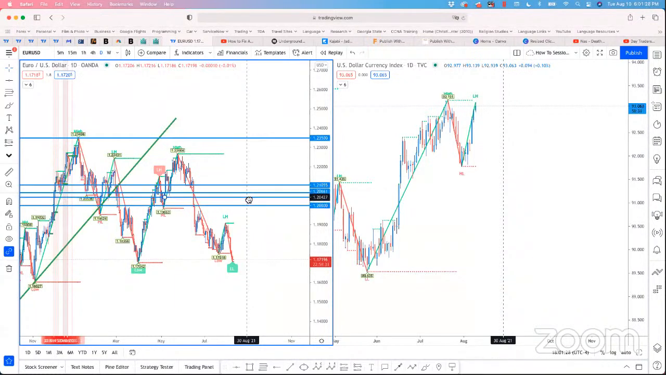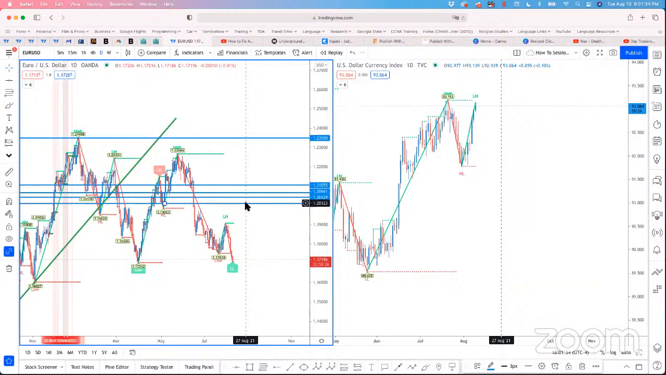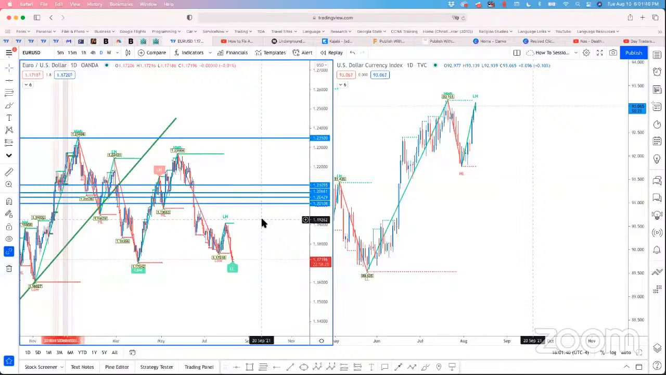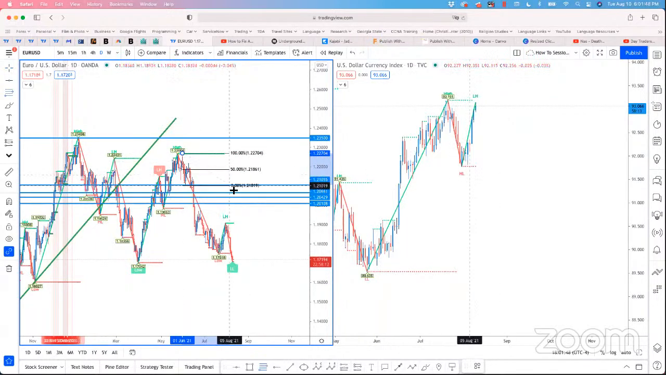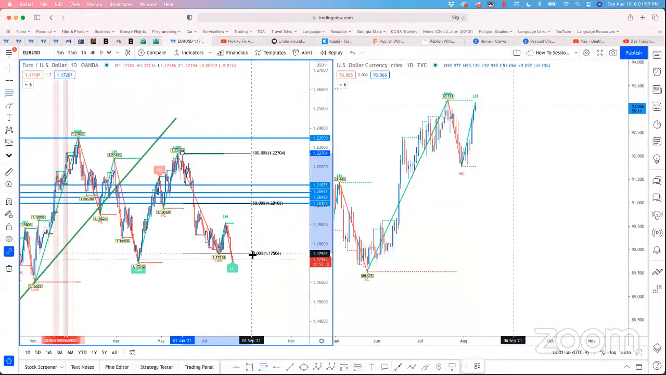Just so I'm clear, when you say the kill zone, are you talking off of that Wes fib, the 38.2 through the 61.8? Yeah. Yep. I have a video that I'll send you to watch.